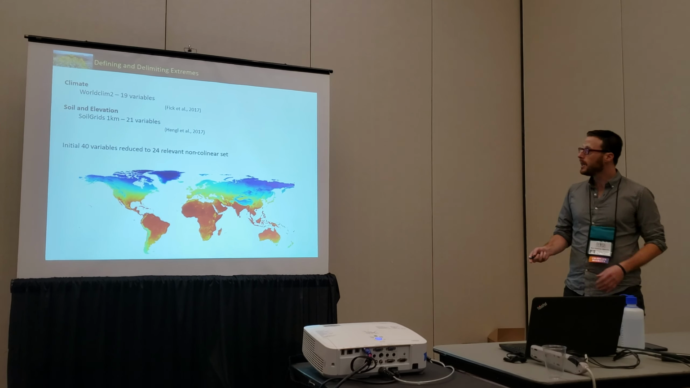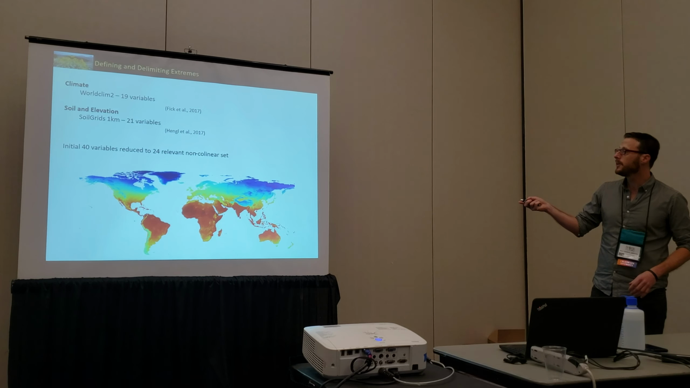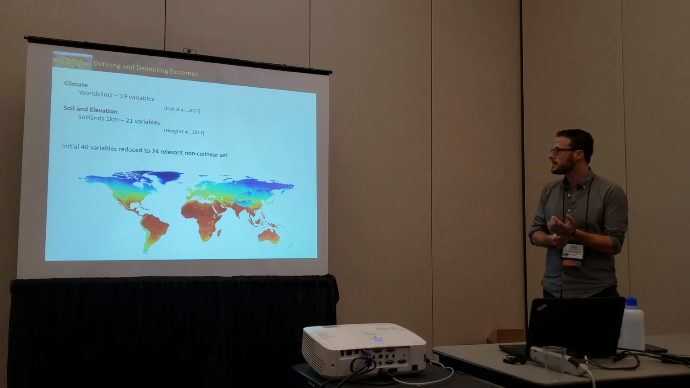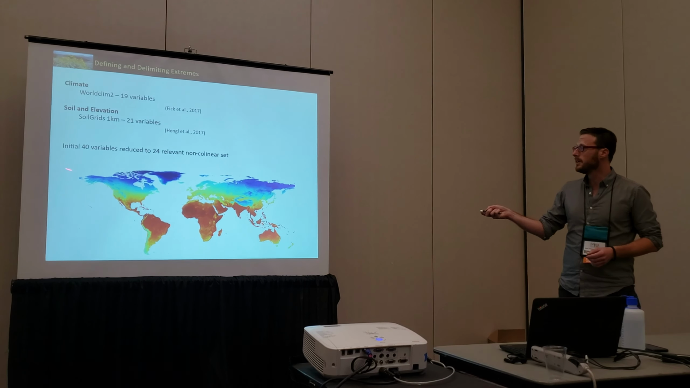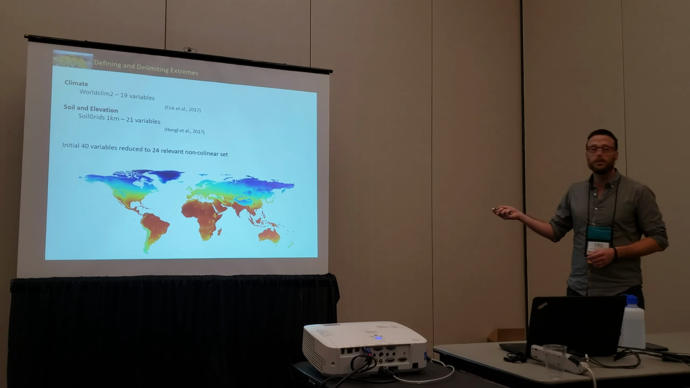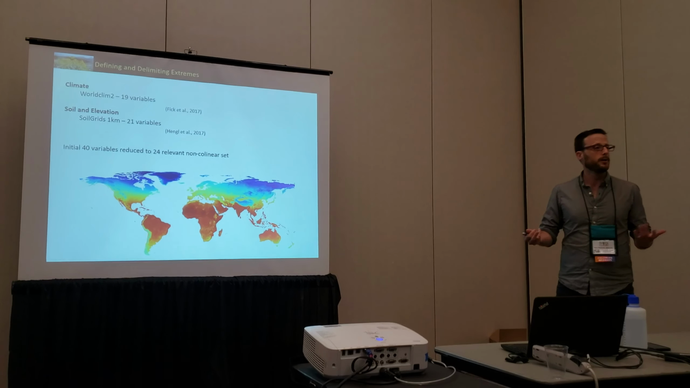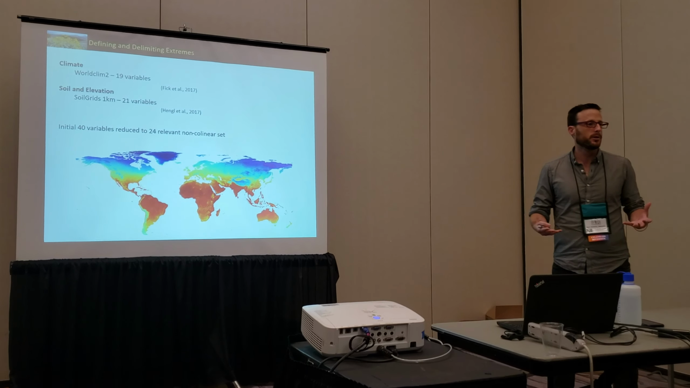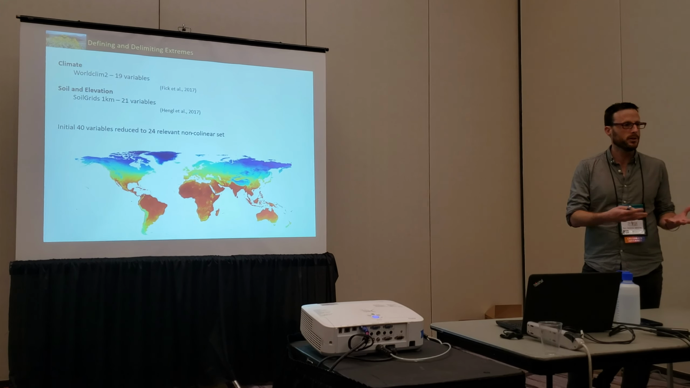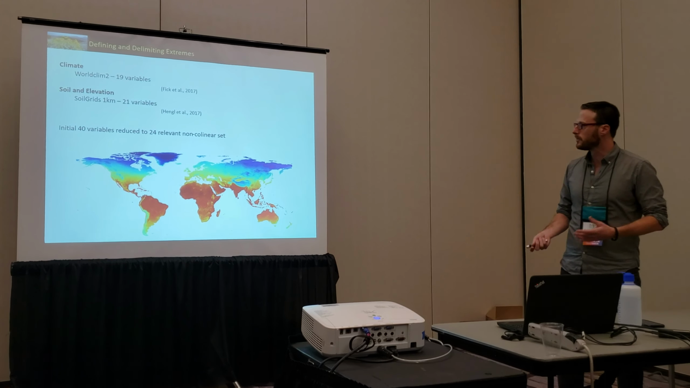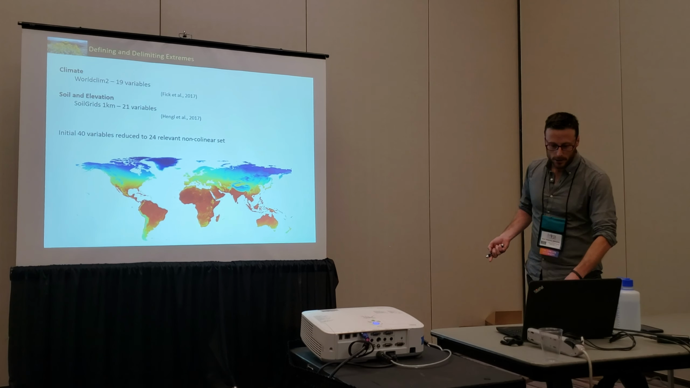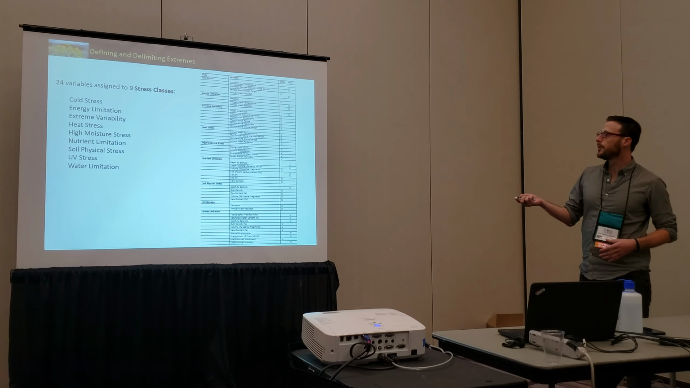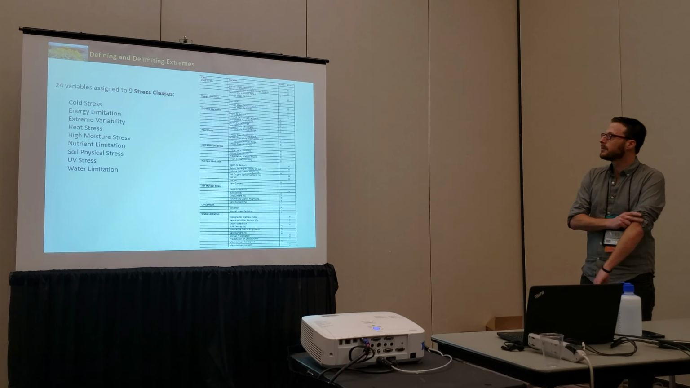So we took climate variables from WorldClim, which is 19 variables, and soil and elevation variables from the SoilGrids 1 kilometre data set. This gave us an initial set of 40 variables, which we reduced down to 24 by looking at those that were correlated, removing those, and those that were relevant to organisms. Some of those variables are not necessarily going to be relevant to organisms we're looking at. So we then assigned each of those variables into 9 stress classes.